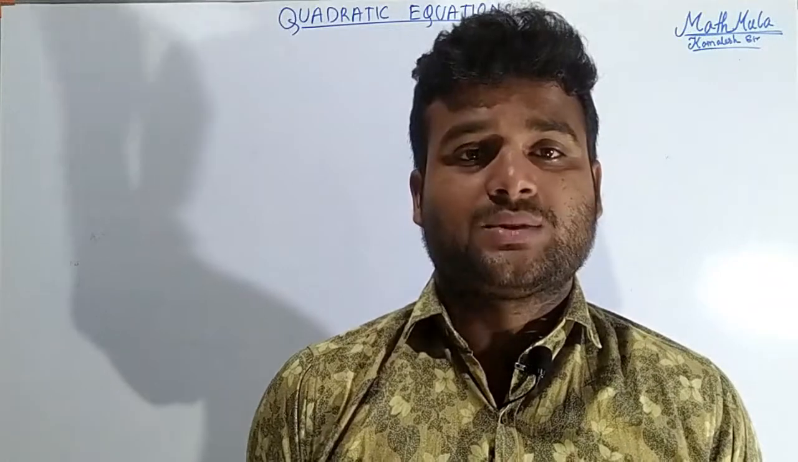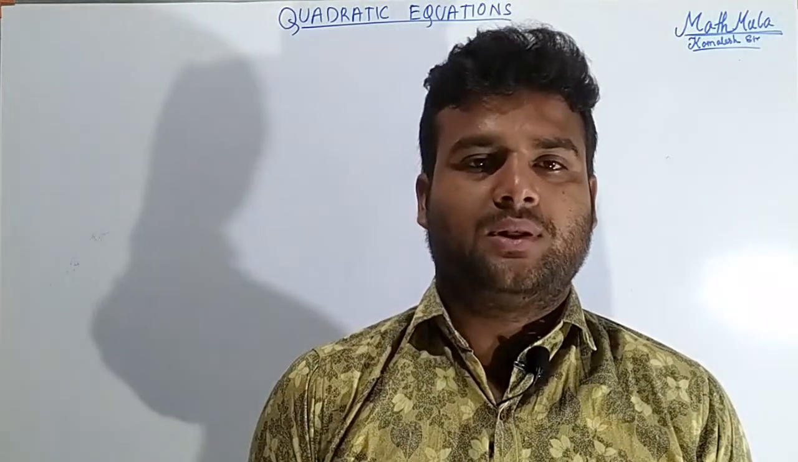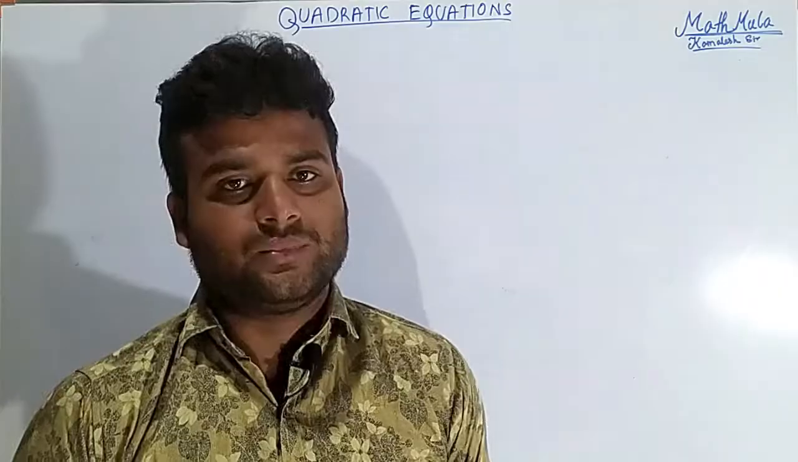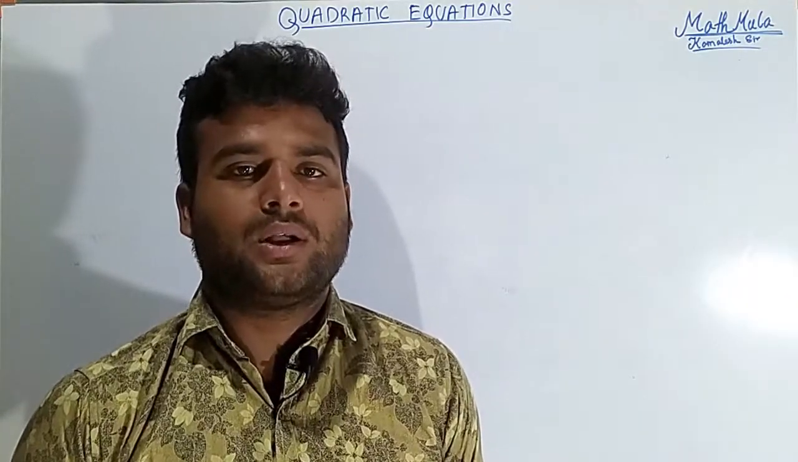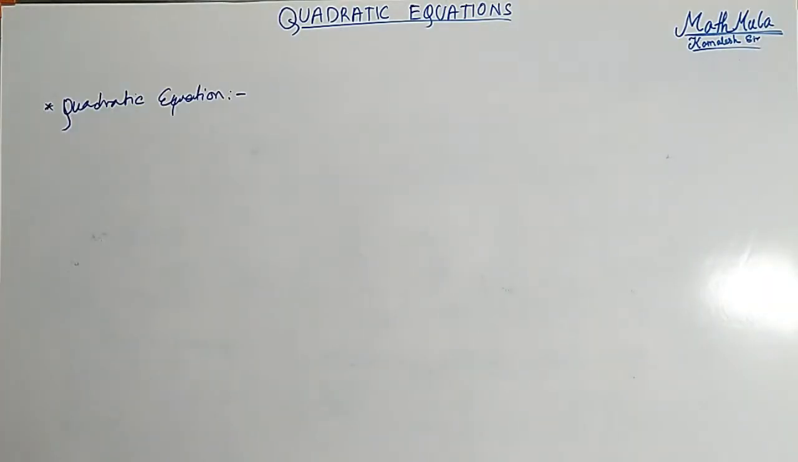Today we learn quadratic equation. First we have to know what is quadratic polynomial. A polynomial is called quadratic polynomial if the degree of the polynomial is 2. Then the polynomial is called quadratic polynomial. Okay. Now quadratic equation. What is a quadratic equation?